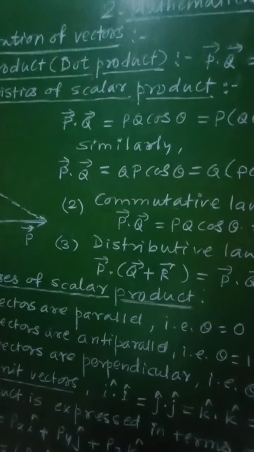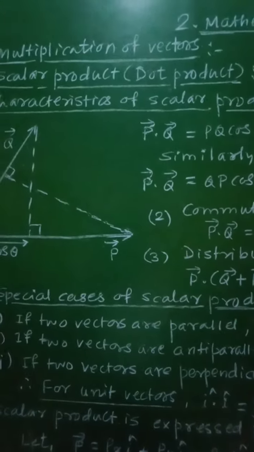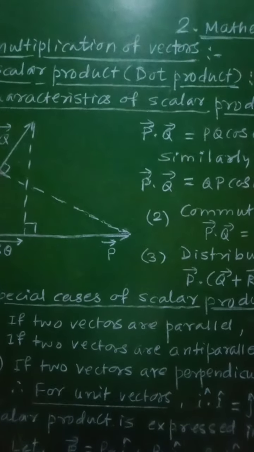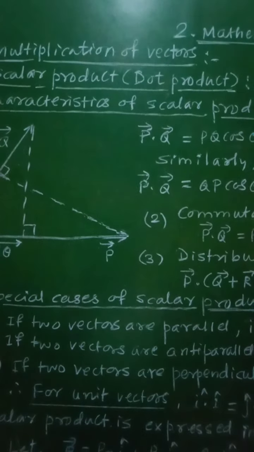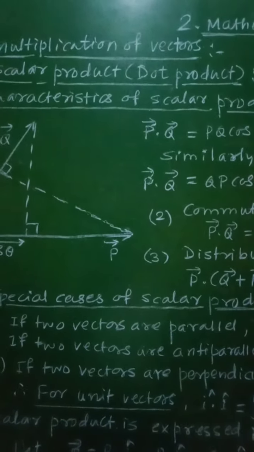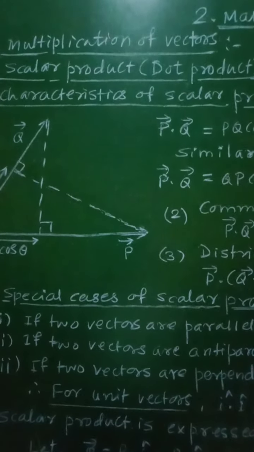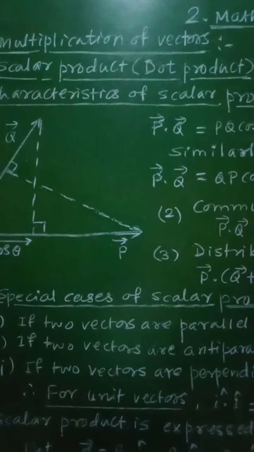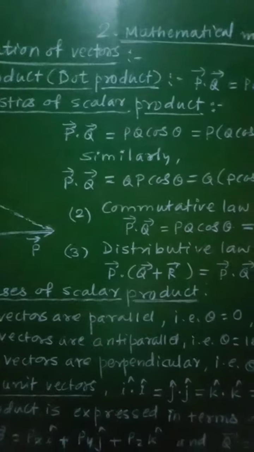Let us define it. The scalar product of two non-zero vectors is defined as the product of the magnitudes of two vectors and cosine of the angle between them.